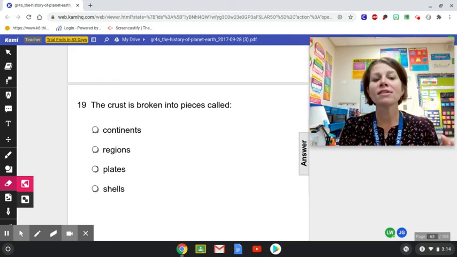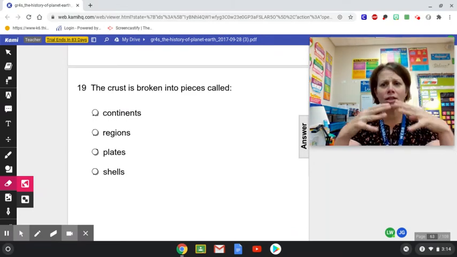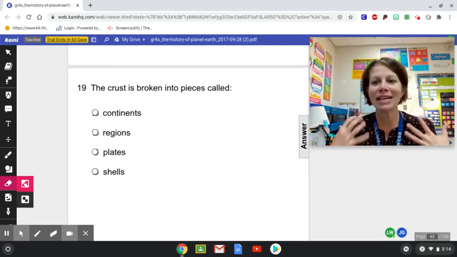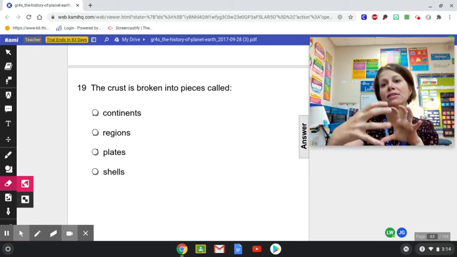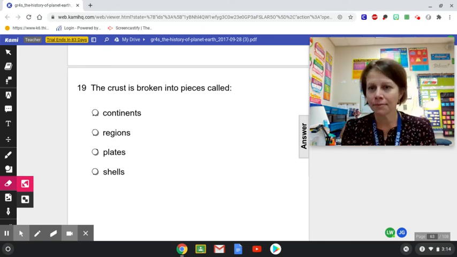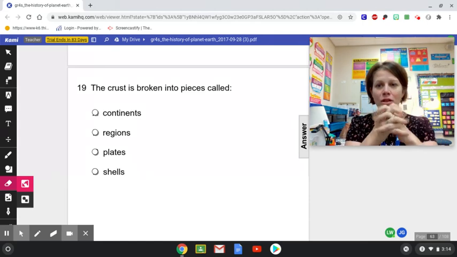So, crust is broken into pieces called what? What are those things called again? They're broken into plates. So the crust is broken into plates that float on the mantle. And then we have the core, right? So you have the plates that are the crust, you have the mantle, and then the core.